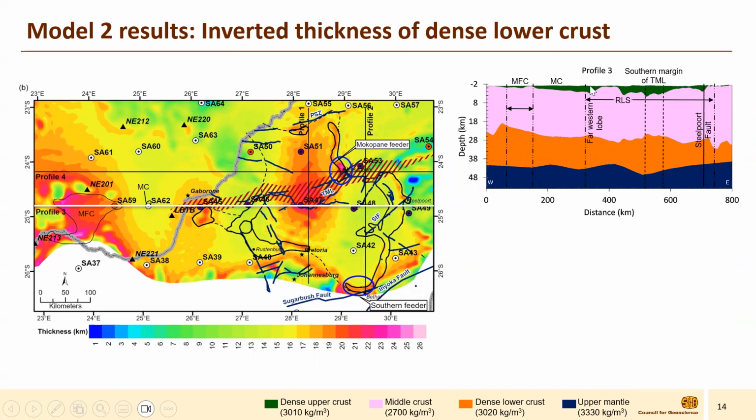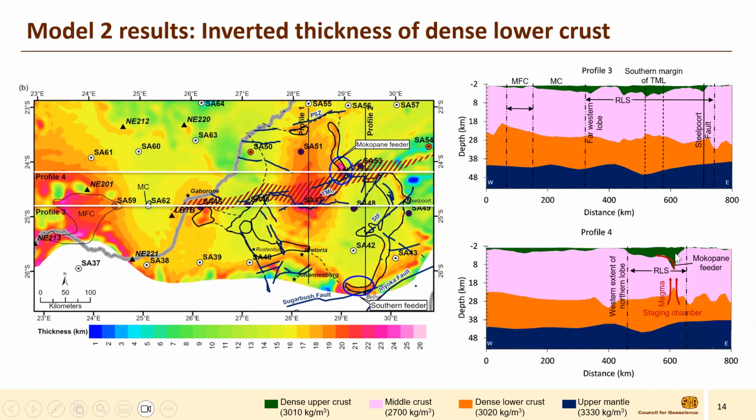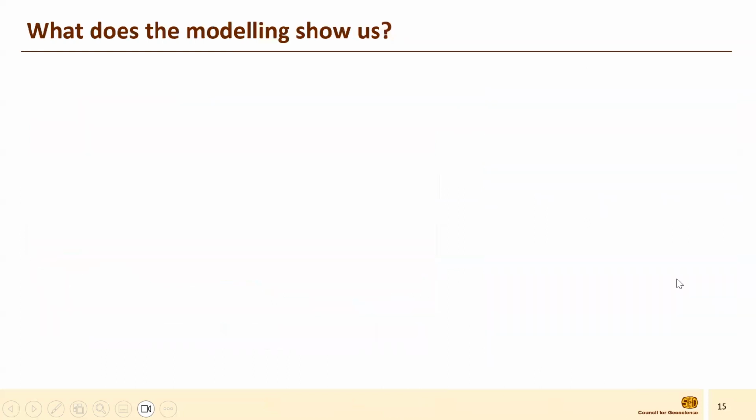You see the Multiple Farms, which is relatively thin. Far western lobe, intersection of the TML. Here's the Mokopane feeder. Lower crust wants to come up here. Clearly a connection here. We don't always see these things. They can get thin and you don't see the density contrast, not well constrained, but likely this is a feeder and it was somehow connected to the lower crust.